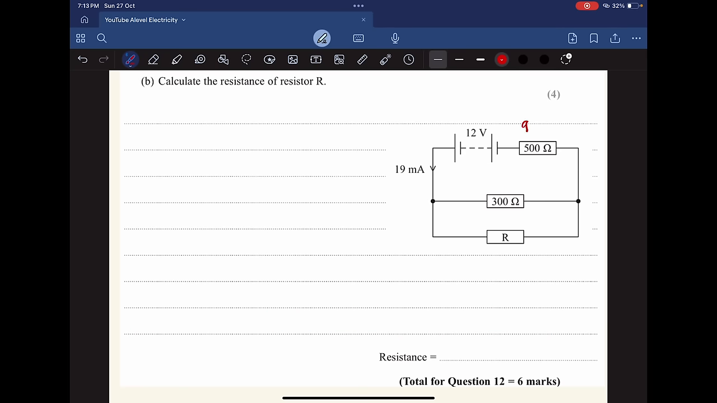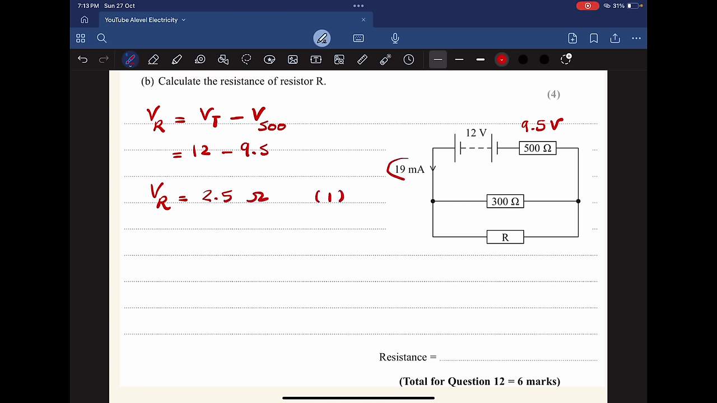To calculate the resistance R, to get the 4 marks, remember that in section A, we already calculated the voltage across the 500 ohm, which was 9.5 volt. Voltage across R, because 300 and R are connected in parallel, is the V total minus the voltage across the 500 ohm. So V total, which is 12, minus 9.5. So the voltage across R is 2.5 volt. I think I deserve 1 mark right now.